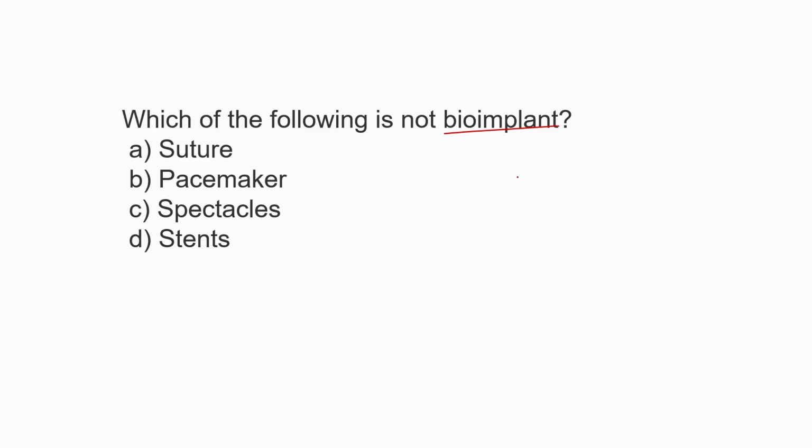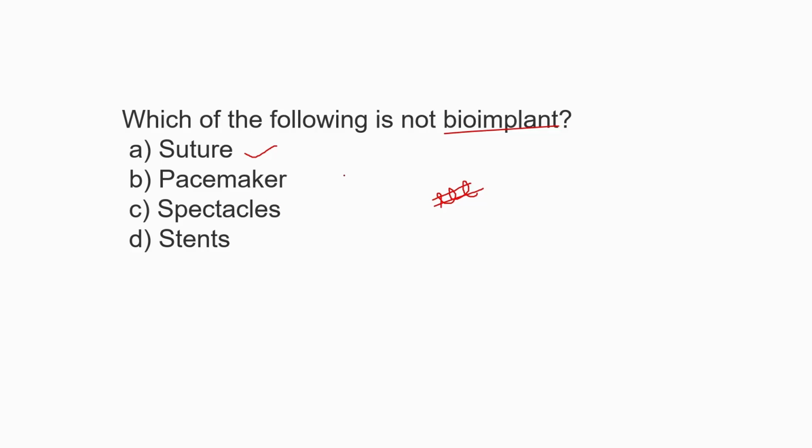A bioimplant is basically a medical device that is used to replace a missing biological structure, or to support a damaged biological structure, or enhance the existing biological structure. So it will basically replace a missing part or support or enhance a biological structure. If you see sutures, when there is a wound or something, using these sutures we seal the wound, whether internal or external.